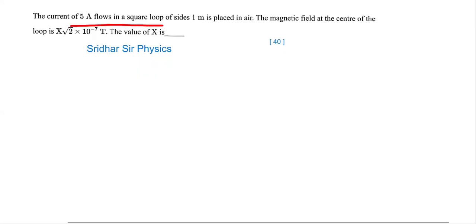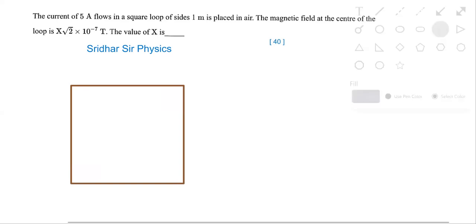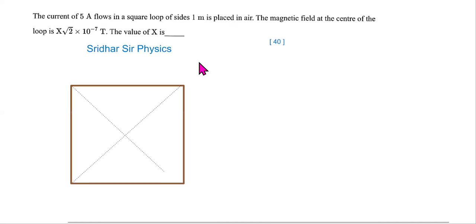A current of 5 ampere flows in a square loop of side 1 meter placed in it. The magnetic field at the center of the loop is? Where are they asking? Center of the loop. We will find out its value, 1 2 3 4. What is the value of theta? 45 degrees.